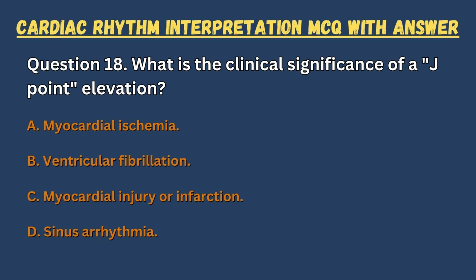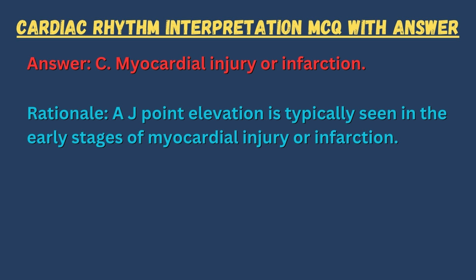A. Myocardial ischemia. B. Ventricular fibrillation. C. Myocardial injury or infarction. D. Sinus arrhythmia. Answer: C. Myocardial injury or infarction. Rationale: J-point elevation is typically seen in the early stages of myocardial injury or infarction.